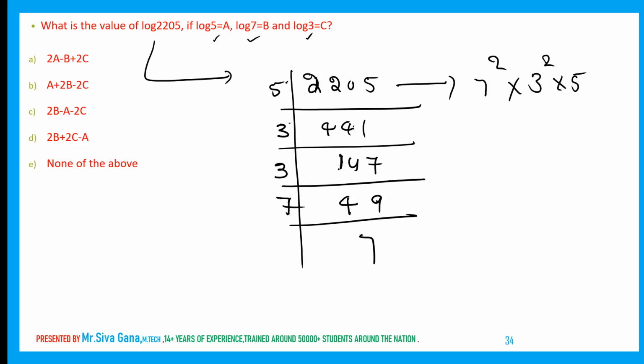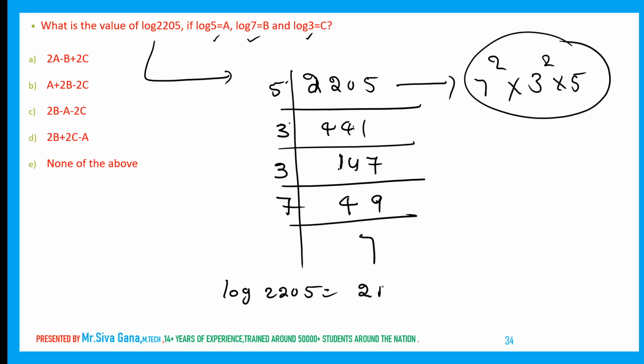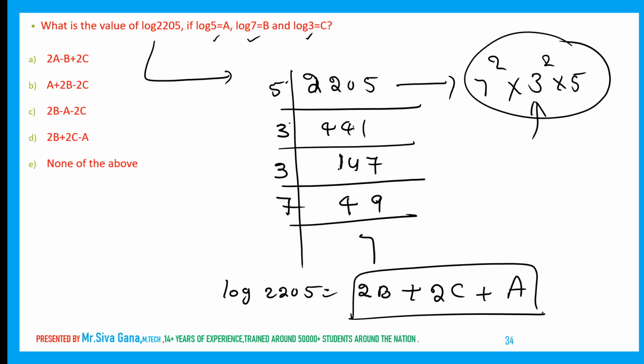If we take the logarithm, log 2205 is equal to 2 log 7, where log 7 is b, plus 2 log 3, where log 3 is c, plus 1 log 5, where log 5 is a. So the answer is 2b plus 2c plus a. Is that present in the options? No, none of the above.